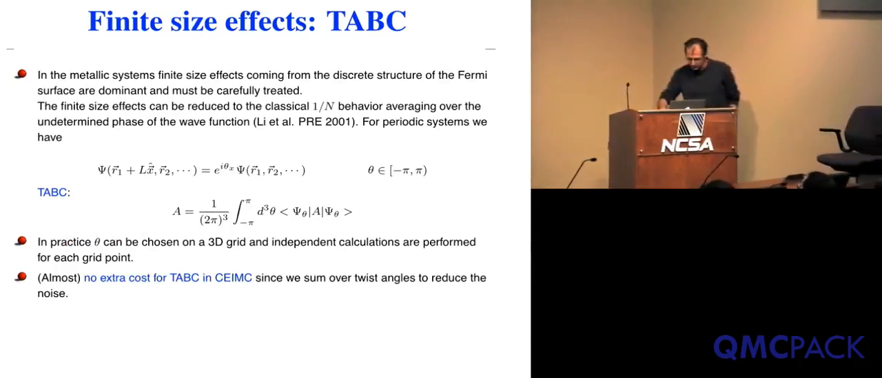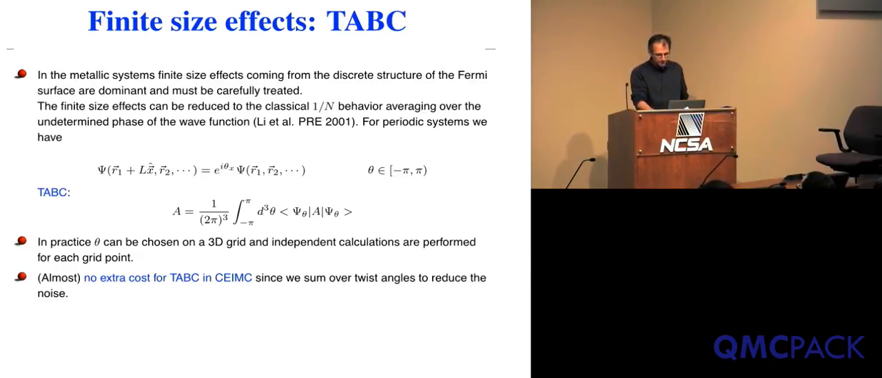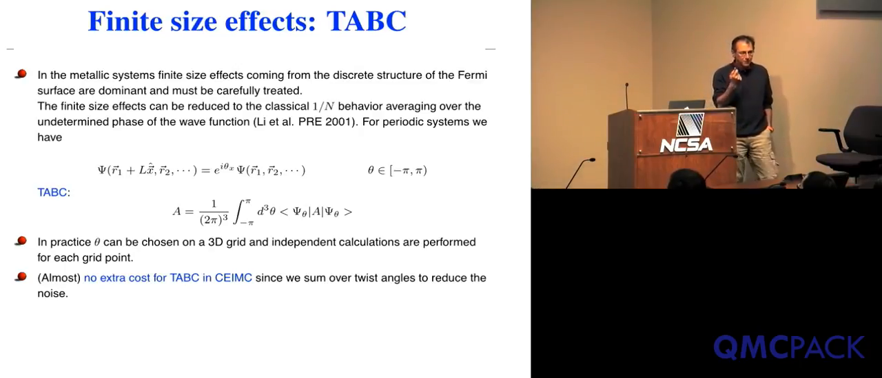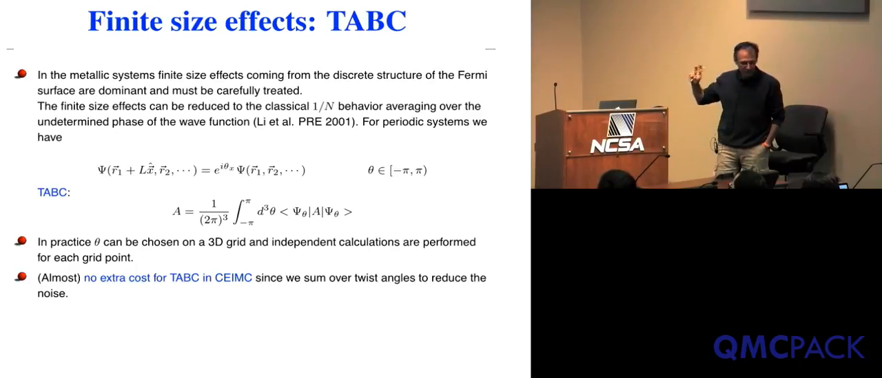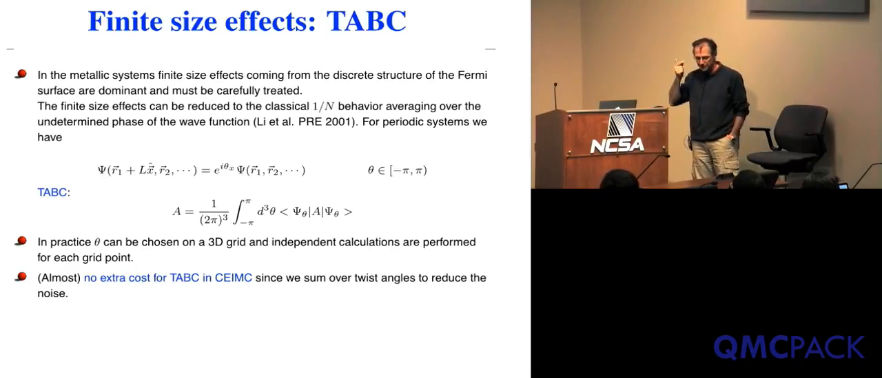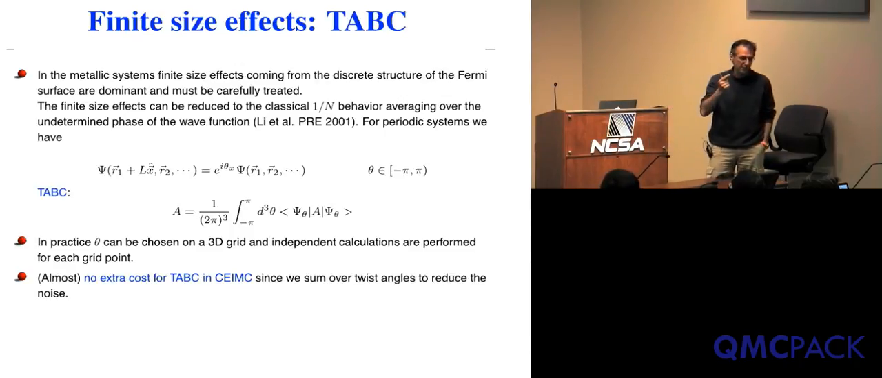Okay, finite size effect, I don't have to say much because we use twist averaging. There is no extra cost for twist averaging coupled electron-ion. Why is there no extra cost? Well, you have to compute the energy difference, and I will tell you in a minute why, but you have to compute the noise over the energy difference, not only the variance. You want the noise to be not too large, for reasons that we will see in a minute.